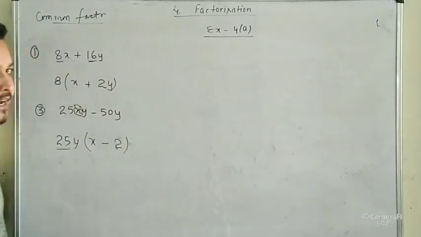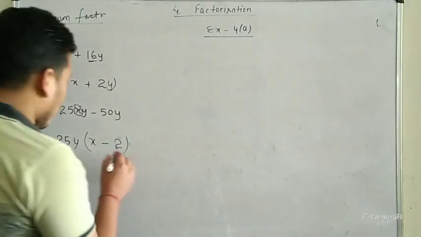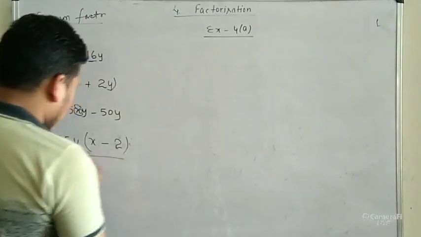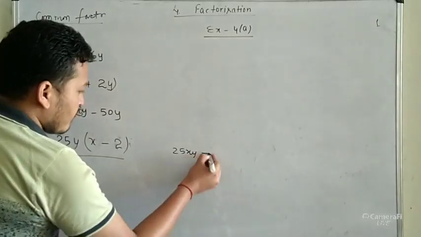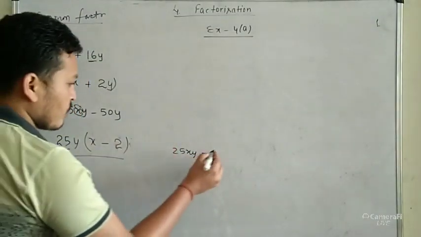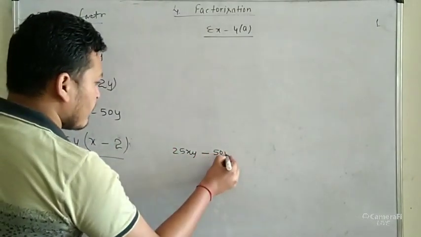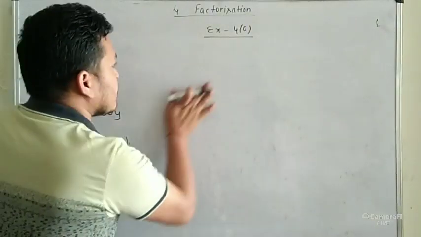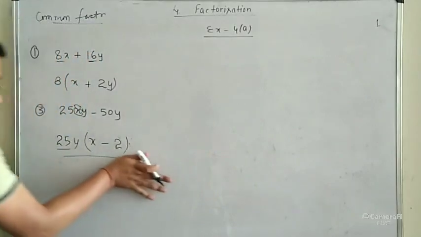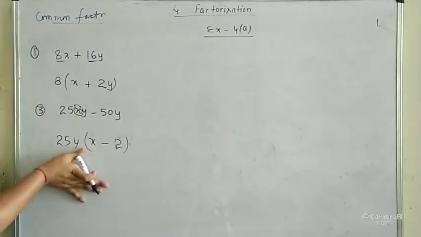If you want to verify your answer, you can multiply both terms. So 25y into x gives 25xy, minus 25y into 2 gives minus 50y. This is our question, which means our factorization is correct. Okay, our solution is correct.